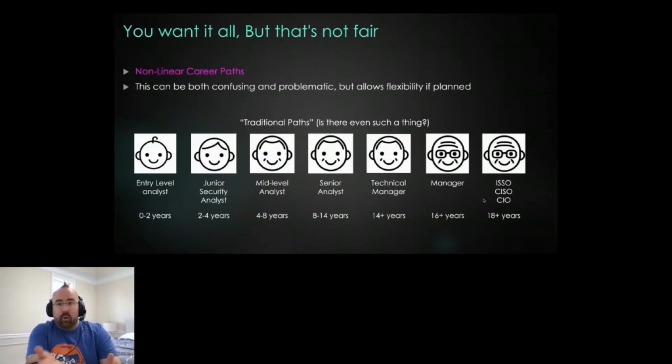And then maybe you step into that technical manager role. So now you're managing a team of analysts, right? And maybe it involves some hands-on, but probably less hands-on than you were as a senior analyst, right? It's more people management, but still being involved in the technical aspects.